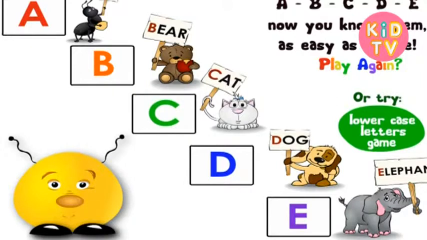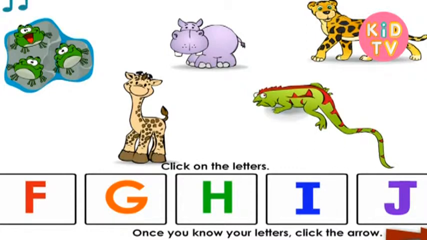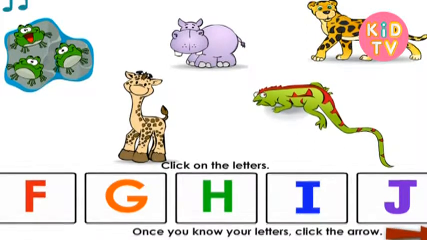A, B, C, D, and E. Now you know them as easy as can be. Play again. Next page. Click on the letters. Once you know your letters, click the arrow.